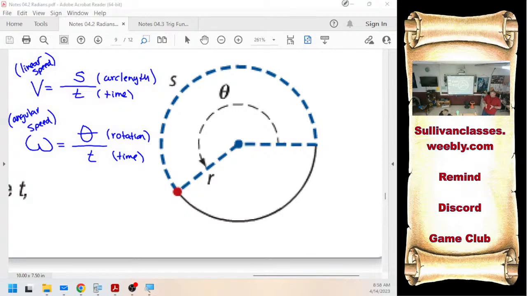So rotation is distance. Rotation is angle. Now, when you spin that much angle, something will travel that much distance. And this is how we're going to go back and forth between those two things. Remember that 1 radian, which is rotation, equals 1 radius, which is length. So what we're going to do is convert back and forth between them.